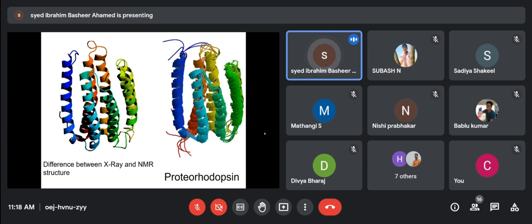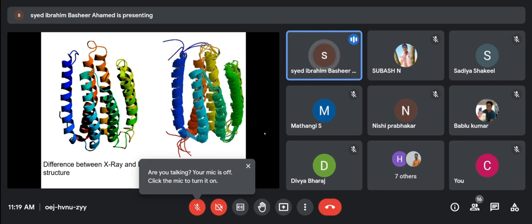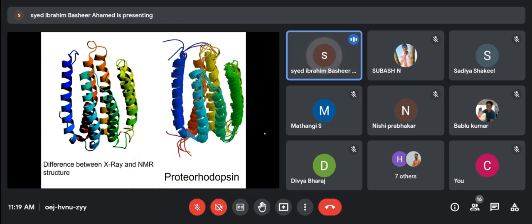Already X-ray crystallography is available, X-rays are available, right? So why do you want to study NMR? In the beginning, I told you that you can solve the structures of the macromolecule by using the X-rays. Suppose you are not able to get the crystal, what will you do? With crystallography, I told you that several problems are there.